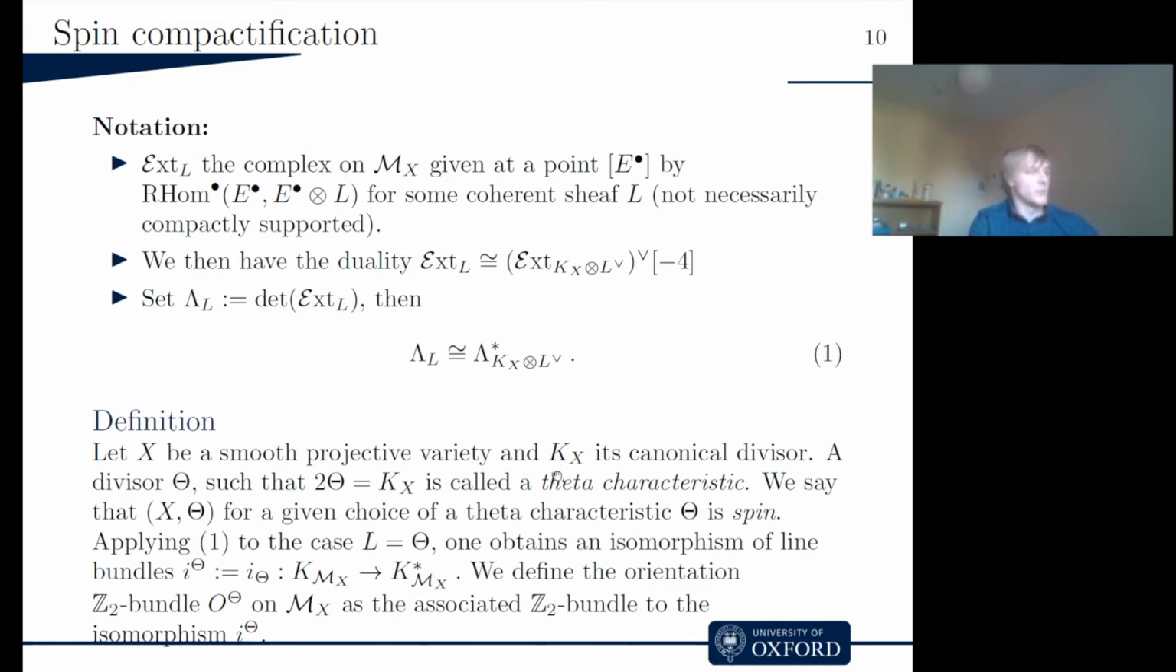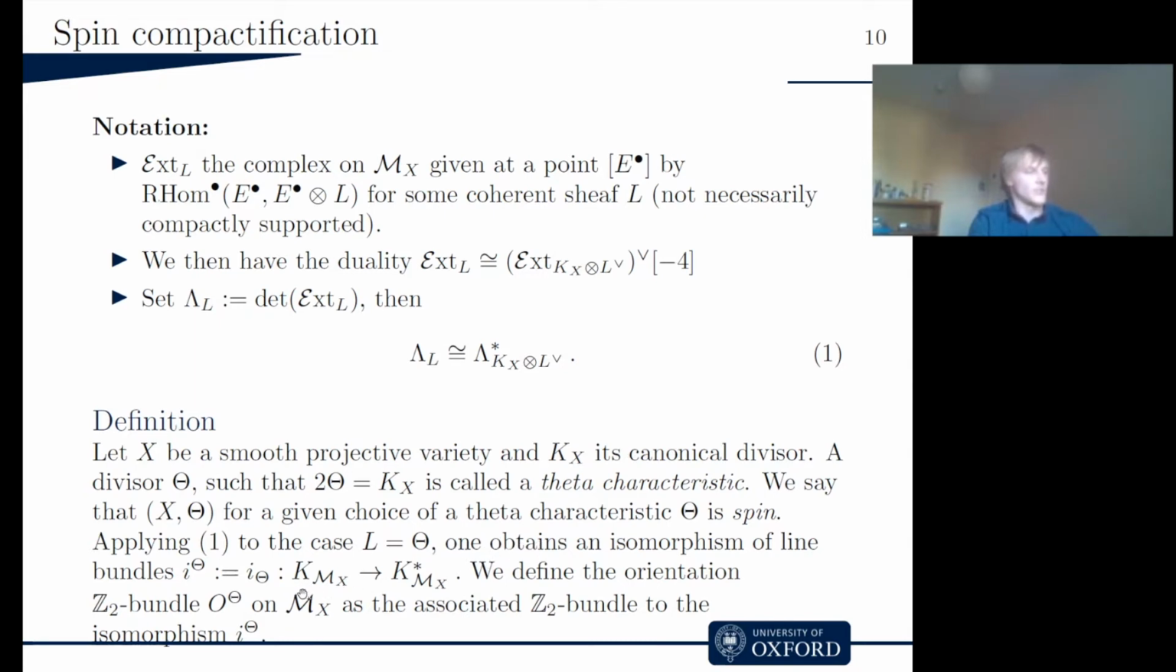If X is a smooth projective variety, and we have our canonical divisor, then we can ask for its square roots, half of the divisor, which are called theta characteristics. And after making such a choice of a theta characteristic, because there are multiple ones, we say that X is spin. And if we replace L here with theta, then you can see that this isomorphism really becomes a duality on line bundles.